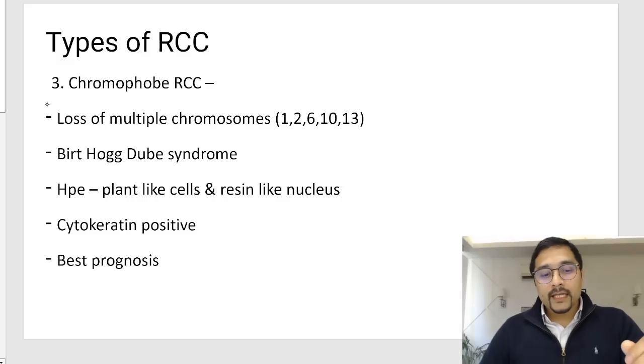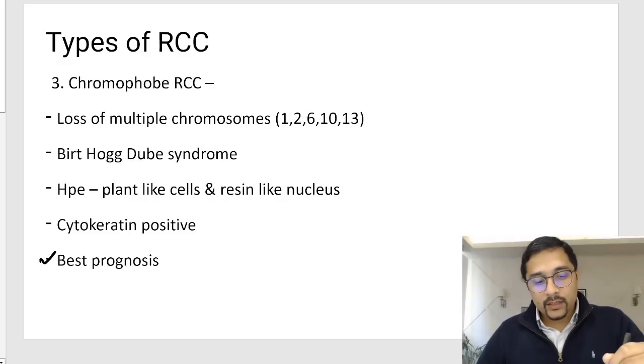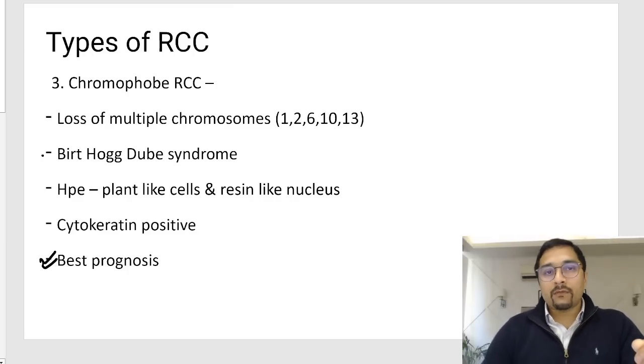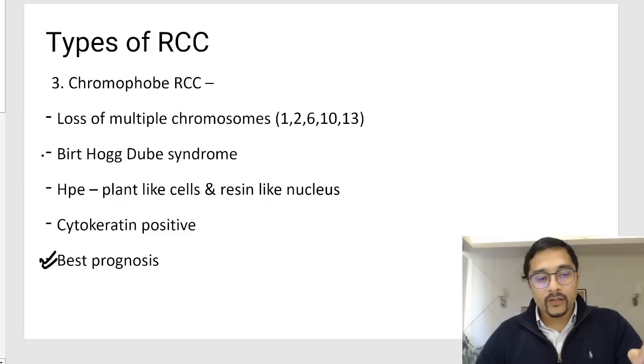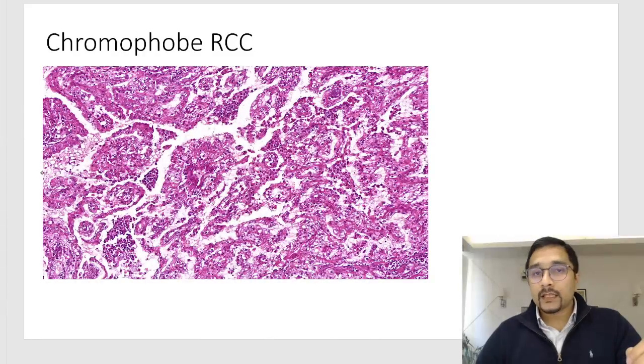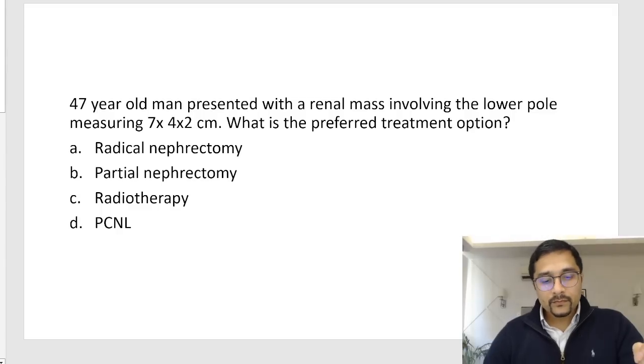Chromophobe type of RCC has the best prognosis, and this is a question which has been asked in the FMG exam. They can be associated with Birt-Hogg-Dube syndrome, and you can get plant-like cells and a raisin-like nucleus. This is the slide which you can see. The slide has not been asked in the FMG exam.